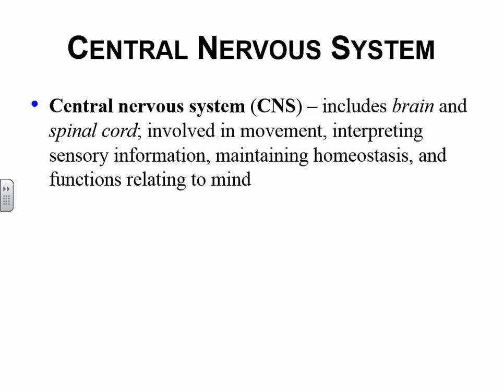So the central nervous system overall does contain the brain and the spinal cord. It's involved with not only movement, but helping you understand information coming into your body, your sensory input, maintaining homeostasis, that balance of things, and functions relating to mind like thinking and processing and speaking, emotion. That's all the job of your central nervous system.